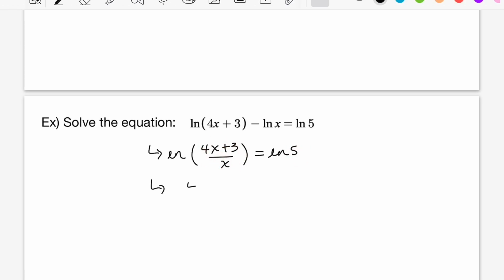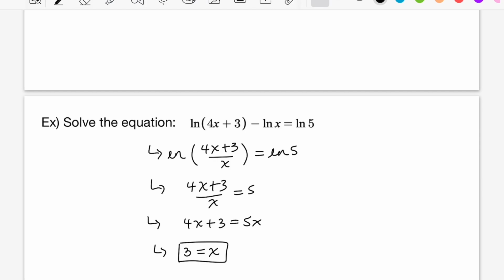So this means that 4x plus 3 over x must be equal to 5. Right? So this becomes a little simpler. Multiplying by x on both sides, we get this here. And then we can subtract 4 on both sides here. This tells us that x is going to be equal to 3.